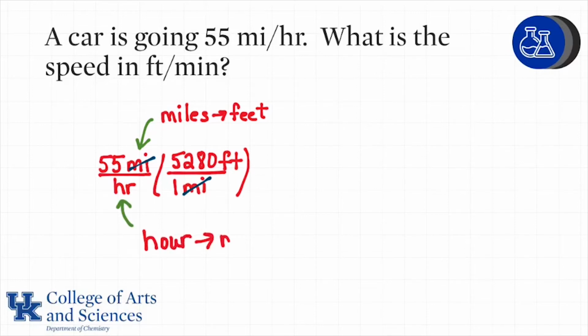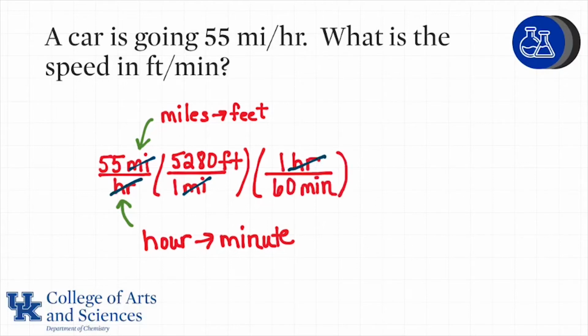Now I'm going to focus on the time, or the denominator, and I want to go from hour to minutes. So again, I set up my parentheses and my fraction, and in this case, because hour is in the denominator, when I do the conversion or the relationship, I want hour to be in the numerator. So I have 1 hour over 60 minutes, and then hour cancels with hour. At this point, the units that are left are feet in the numerator and minutes in the denominator, which is exactly what I want for my answer. So now I can do the calculation, and I get 4.8 times 10 to the third feet per minute.